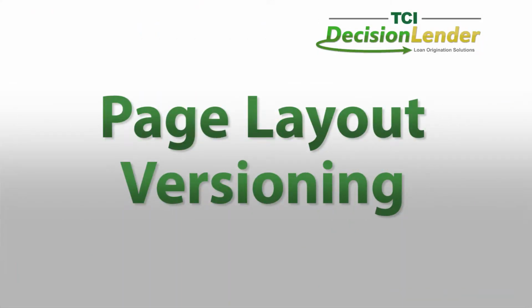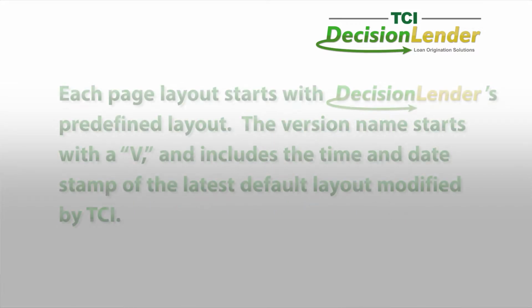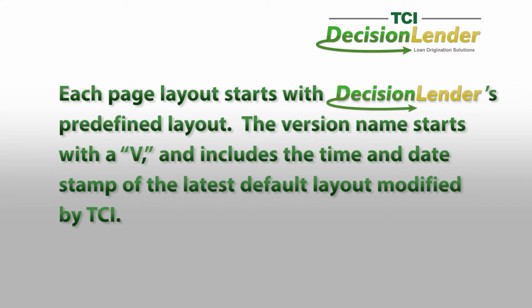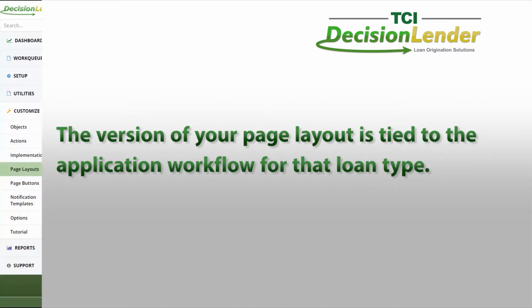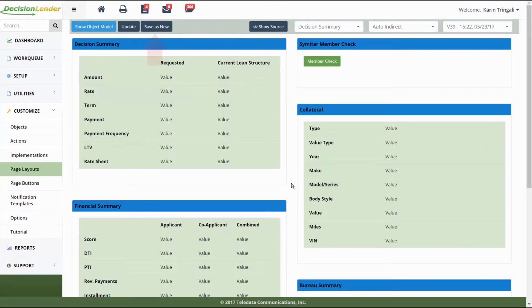Page layout versioning. Each page layout starts with DecisionLender's predefined layout. The version name starts with a V and includes the time and date stamp of the latest default layout modified by TCI. The version of your page layout is tied to the application workflow for that loan type. Selecting Save as New will create a new page layout, adjusting the version number and updating the time and date stamp.